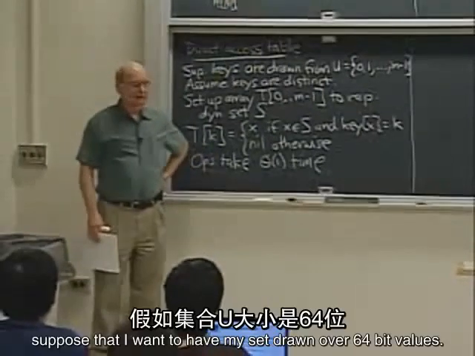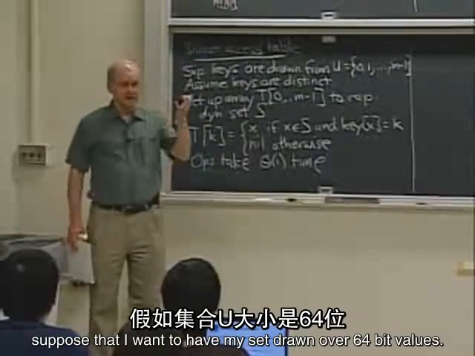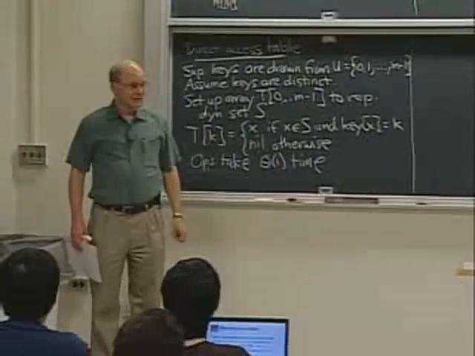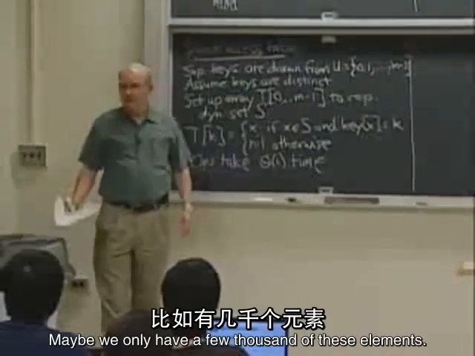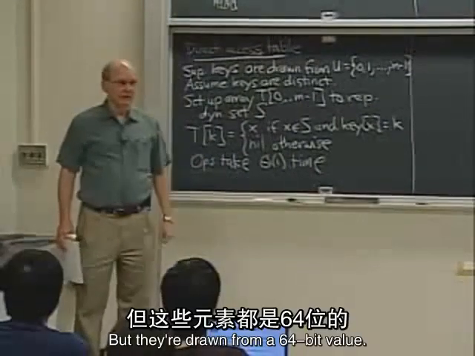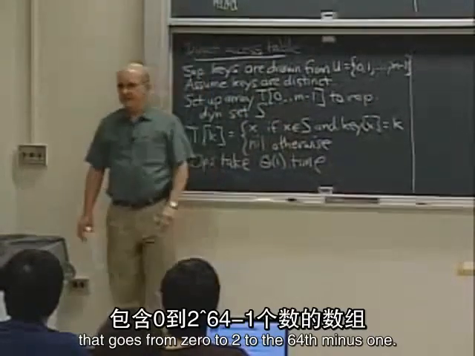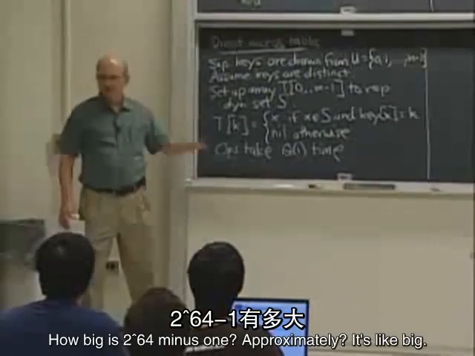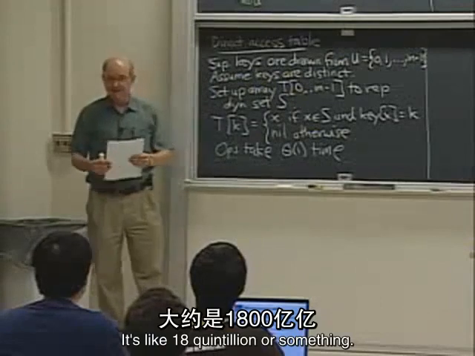Suppose that I want to have my set drawn over 64-bit values. The things that I'm storing in my table are a set of 64-bit numbers, and maybe it's a small set, maybe we only have a few thousand of these elements, but they're drawn from a 64-bit value. Then this strategy requires me to have an array that goes from 0 to 2 to the 64th minus 1. How big is that, approximately? It's like 18 quintillion or something.